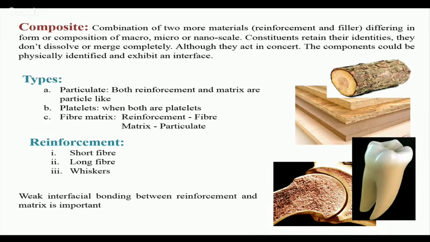So in case of particulate, you can have both reinforcement and matrix as particulate, and there could be platelet. In case of platelet, the reinforcement is platelet, or sometimes you can have both platelet matrix as well as platelet reinforcement. I'll give you some examples afterwards. So there could be fiber composite, with reinforcement as a fiber and matrix as a particulate.